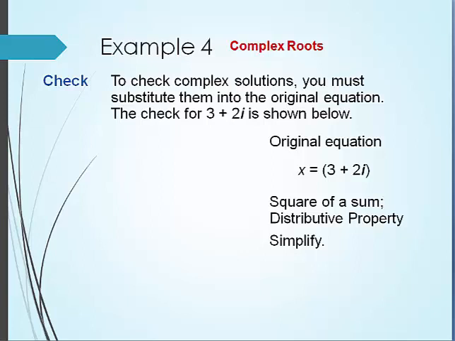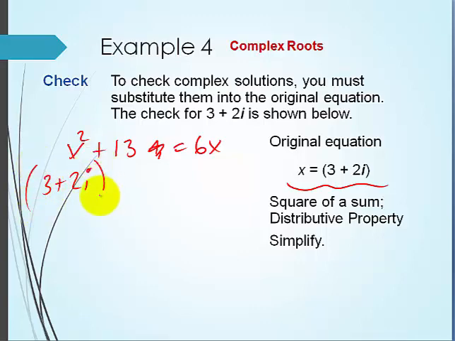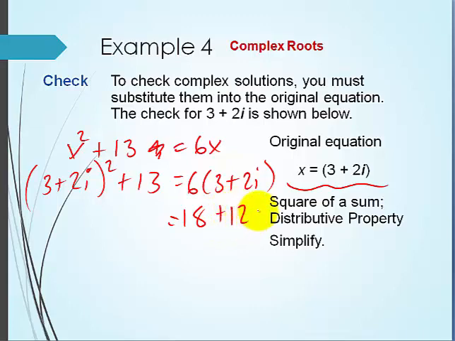If we're asked to check our solution, we can do that. We just go back to our original question. Equals. And we're going to plug in our value for x that we get. And we can multiply this out. So we can distribute it and multiply it out. On the right-hand side, we get 18 plus 12i.